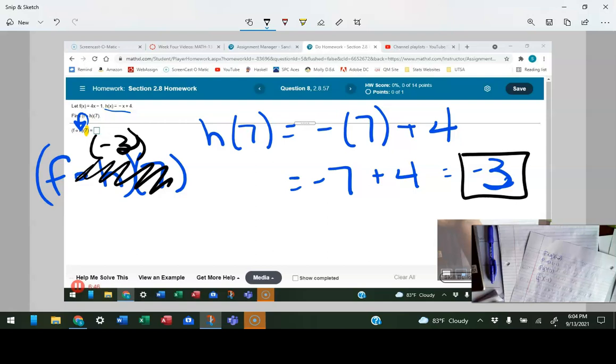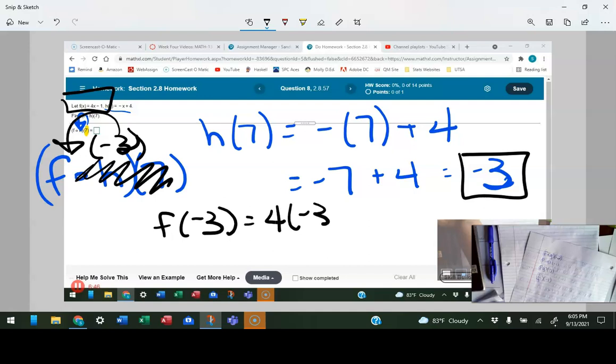So I did that first part. Now I'm going to hop backwards again, and I'm going to put that negative 3 inside of f. So I've got f of negative 3, which is 4 times negative 3 minus 1, which is negative 12 minus 1, which is negative 13.